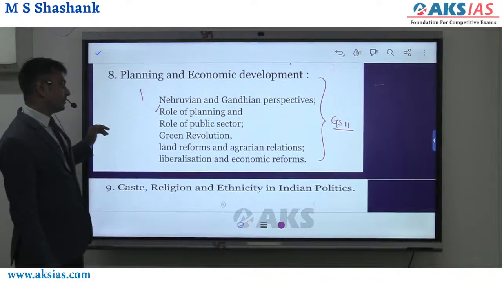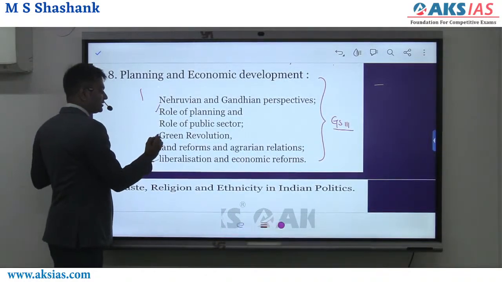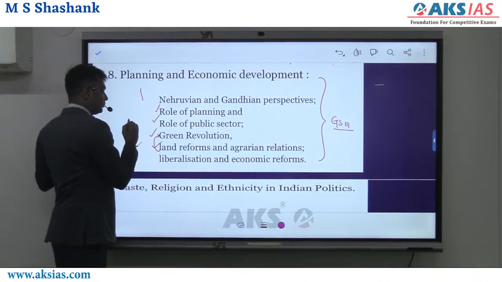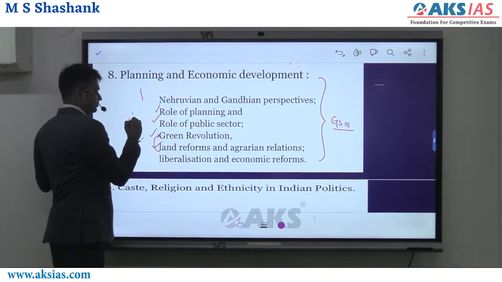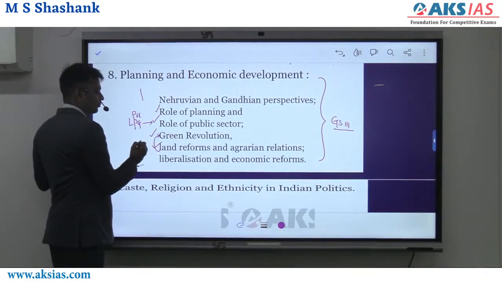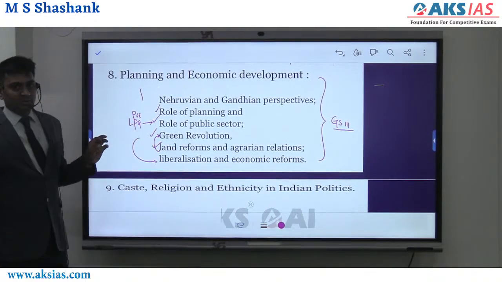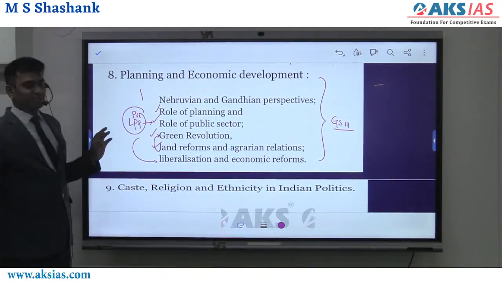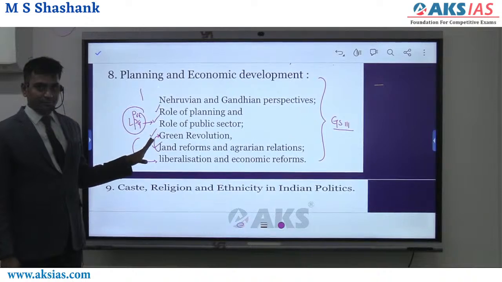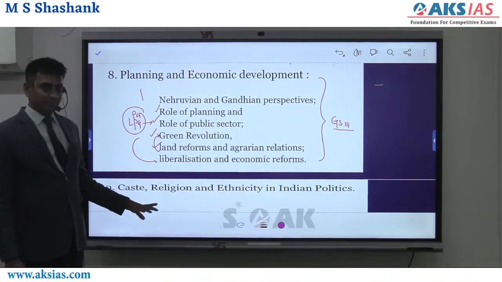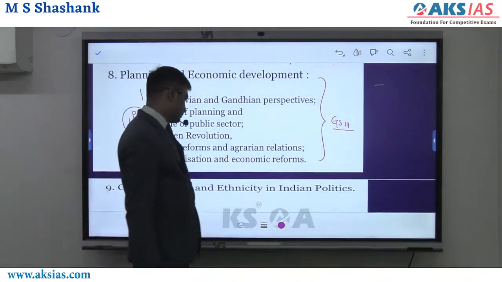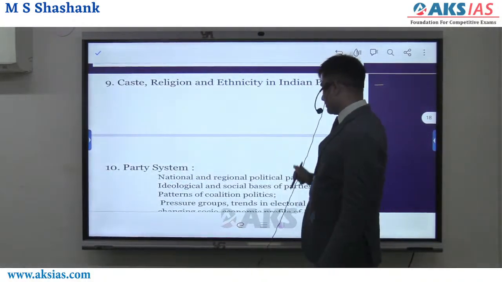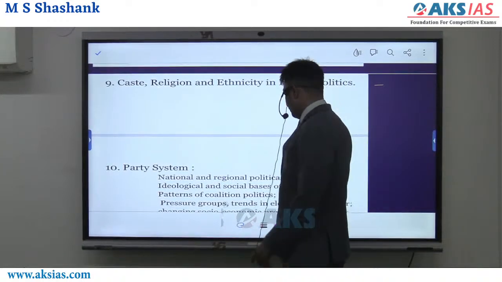And then you have land reforms, green revolution, role of public sector, pre-LPG era, post-LPG era. So LPG is also covered here. So GS paper 3 major components are covered here. Caste, religion, ethnicity, Indian society.